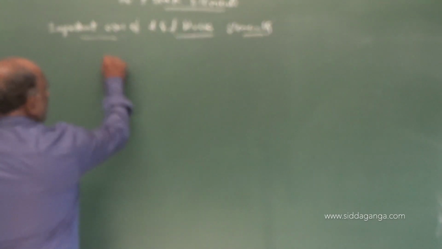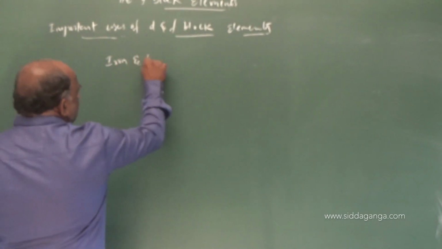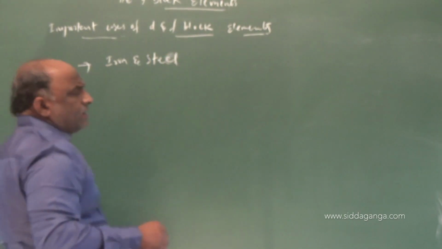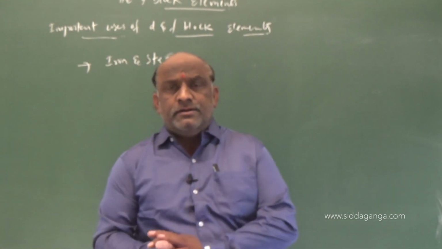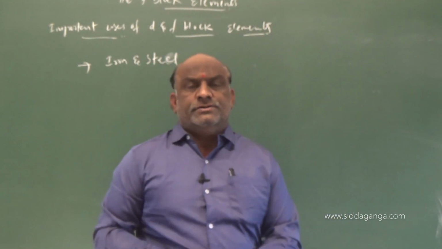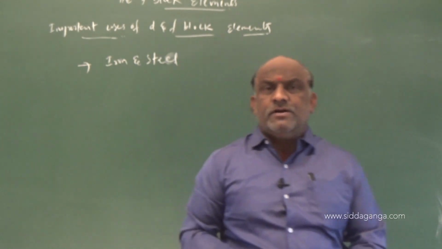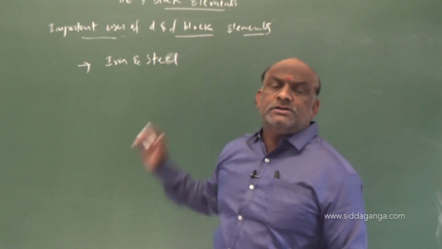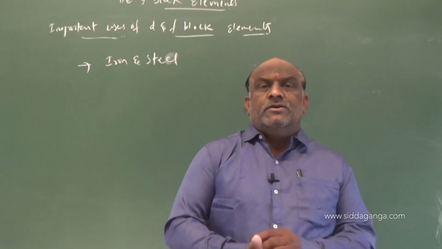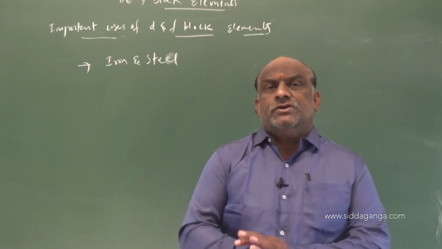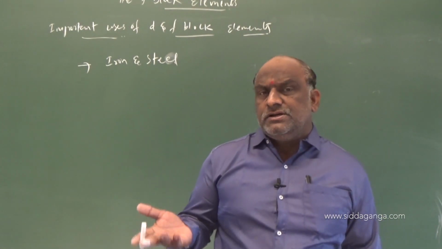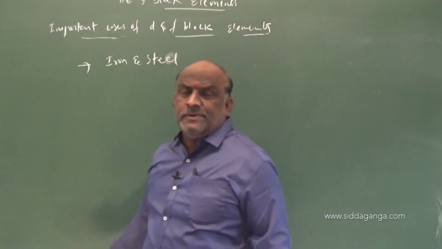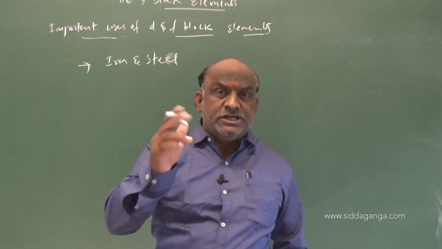Number 1, iron and steel. Iron and steel are the important materials for construction. For construction, we compulsorily require iron as well as steel. These two are said to be constructing materials. Without iron, without steel, there is no construction of buildings, no construction of bridges, nothing. Clear? So iron and steel play a major role in the construction department.